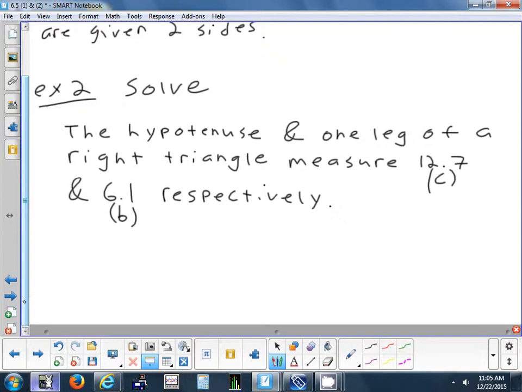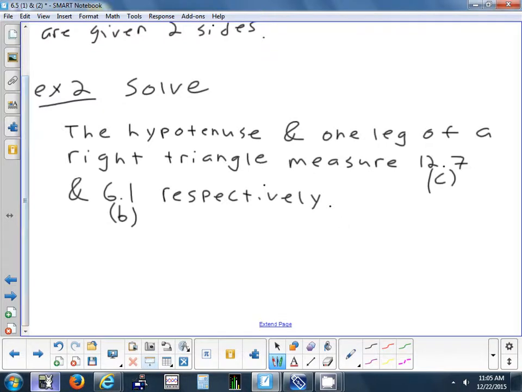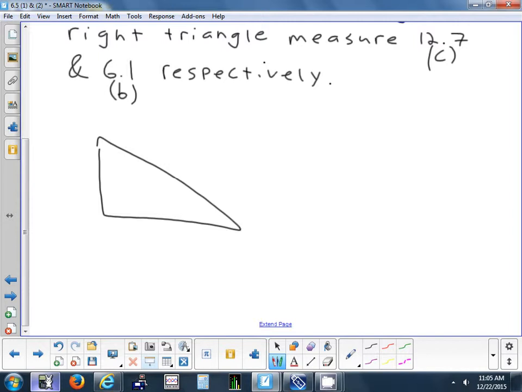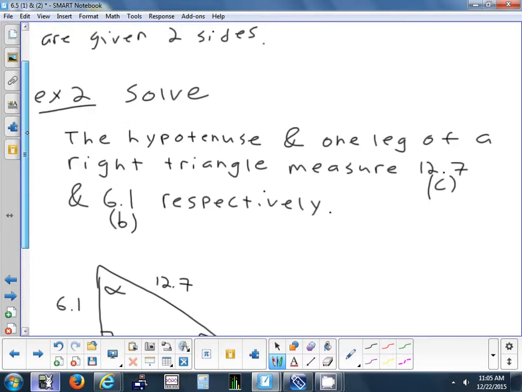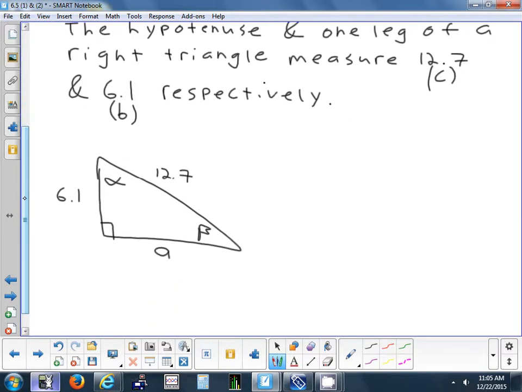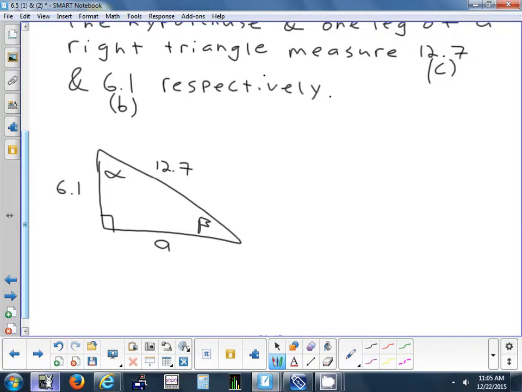All right, so let's just make our diagram and see what happens. My hypotenuse is 12.7. B is 6.1, so I'll put beta across from B. I'll put A as the bottom side, and I'm going to put alpha across from A. The directions are to solve, so we have three things we need to find: A, alpha, and beta.